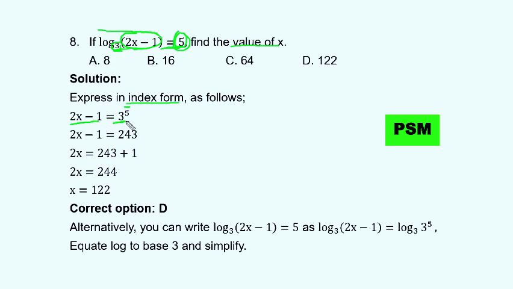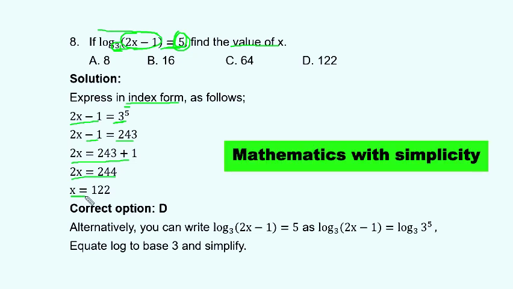So find the value of s that will make this equation equal to 5. Then the power or the number in the log form will have to be the other side. 3 power 5 is equal to 243. Transfer minus 1 to the right hand side, you have this result. To get s, divide both sides by 2. Therefore, s is equal to 122. That is option D.